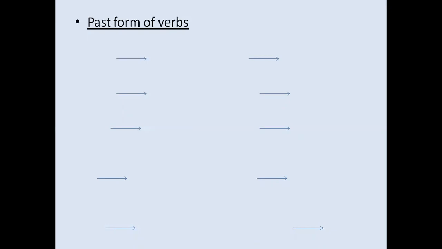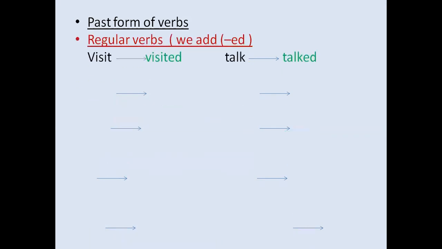Now we are talking about past form of verbs. Number 1, regular verbs, we add ed. So when we use regular verbs in past simple, we add ed, such as the verb visit, we changed it into visited. Talk, talked.